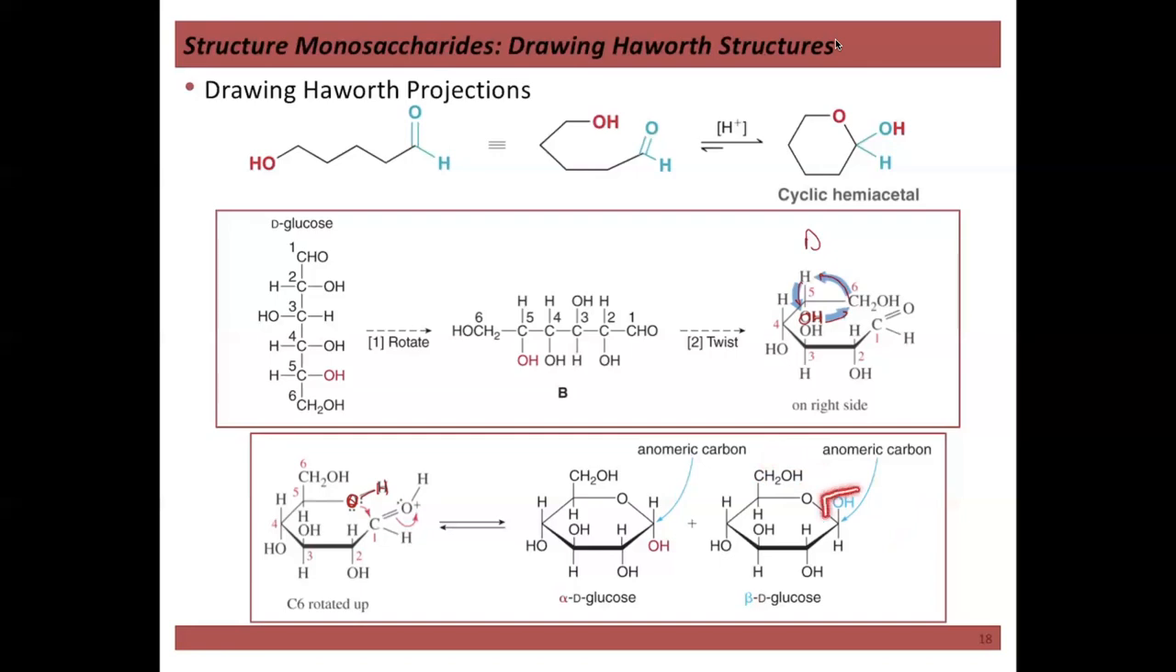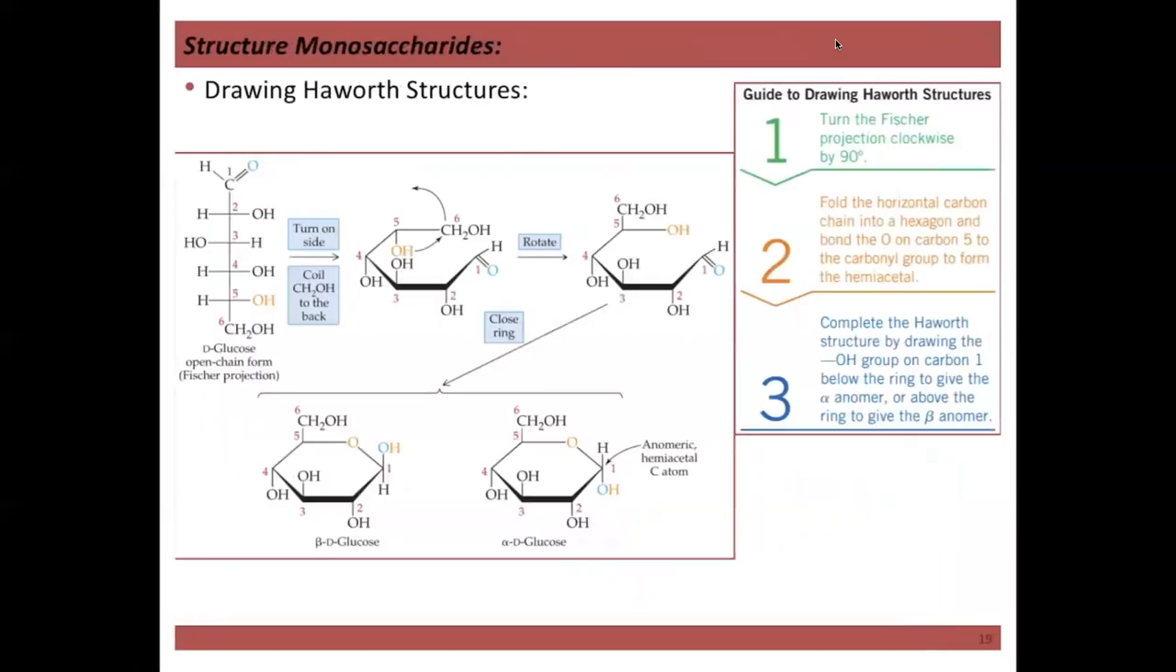For D sugars, when this is up and you draw the Haworth projection, which is this form right here, if this is up, that is a beta sugar. If this is down, that is an alpha sugar. And again, that will always be true if you draw them in this form and you're using D sugars. Which means if you're using L sugars, then things change. But luckily, we're not going to tackle that at this time.